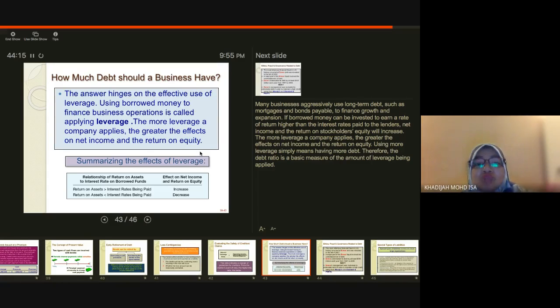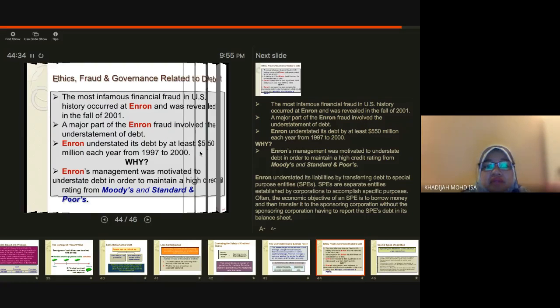Sometimes the borrowed money is used for operating. In that case, you just have to pay the cost of borrowing. But some companies borrow because they can invest for a higher return. In that case, they actually make use of the leverage.